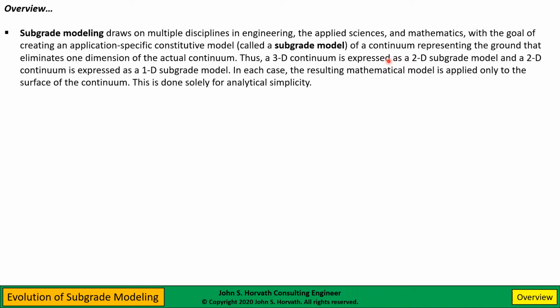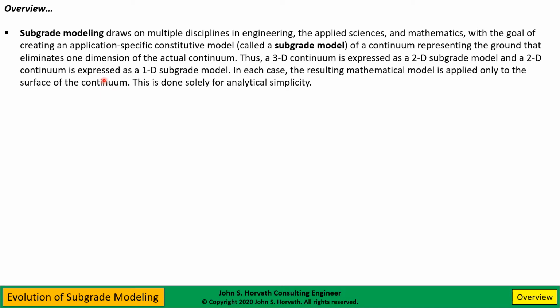the most significant thing about subgrade models as a constitutive model is that it eliminates one dimension of the actual continuum that's under consideration. So the most general three-dimensional continuum that would, say, be under a mat foundation is expressed as a two-dimensional subgrade model. A two-dimensional continuum, such as you might have with, say, laterally loaded piles, is expressed as a one-dimensional subgrade model. And in all cases, the resulting mathematical model, the subgrade model, is applied only to the surface of the continuum.